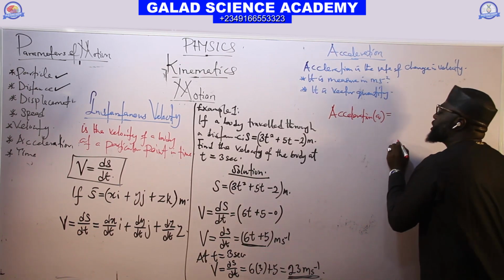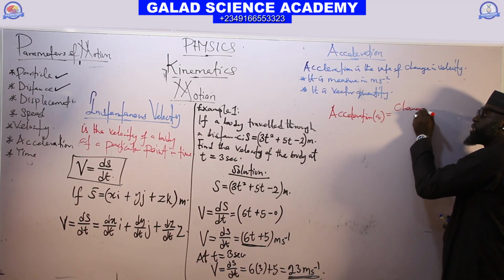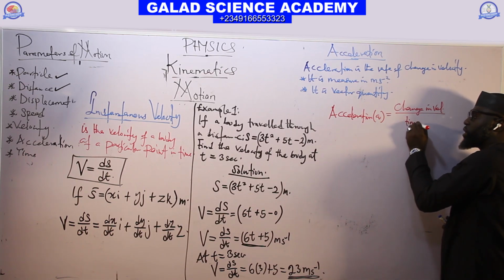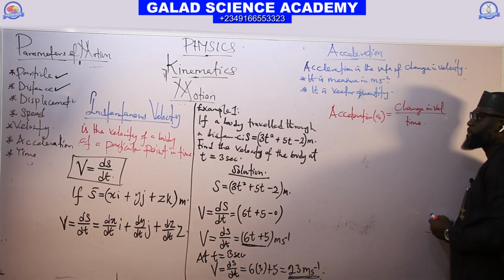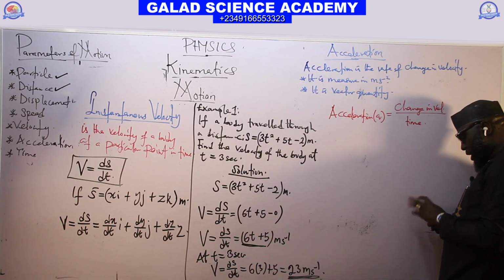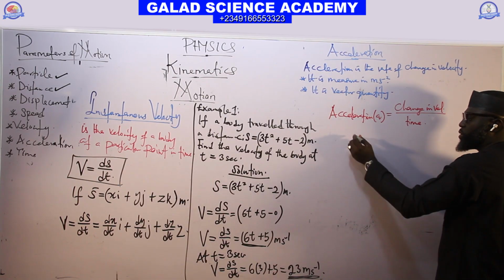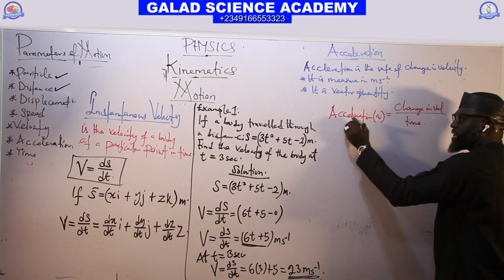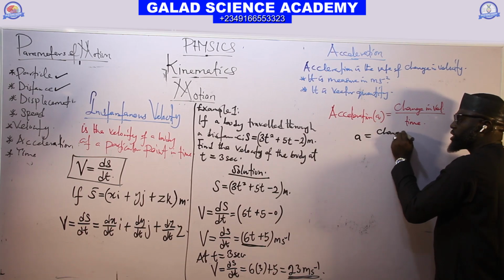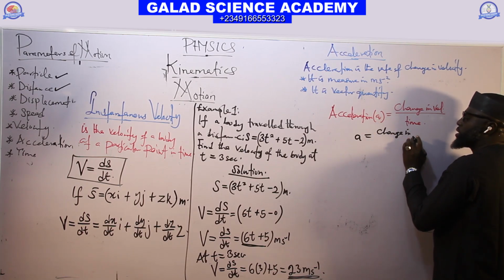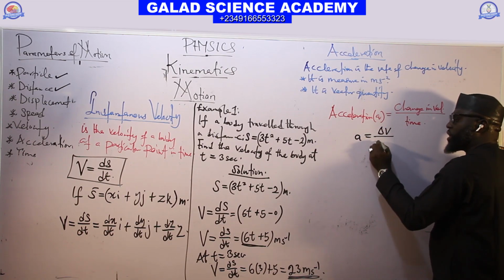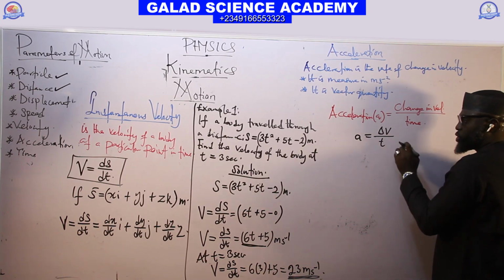Mathematically, acceleration can be expressed in this relation: A is the change in velocity over time. That's the acceleration formula. We use A to write acceleration, so A is the change in velocity over T.